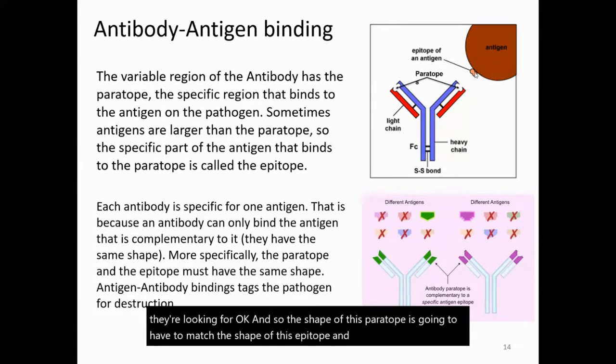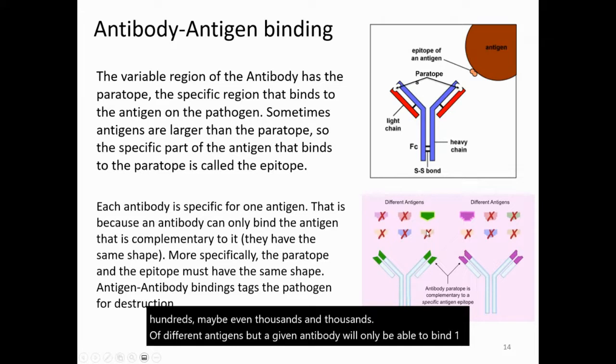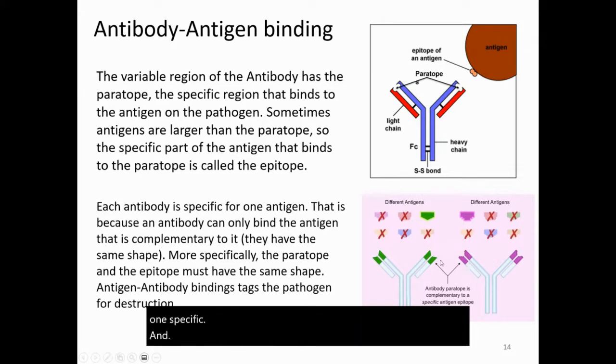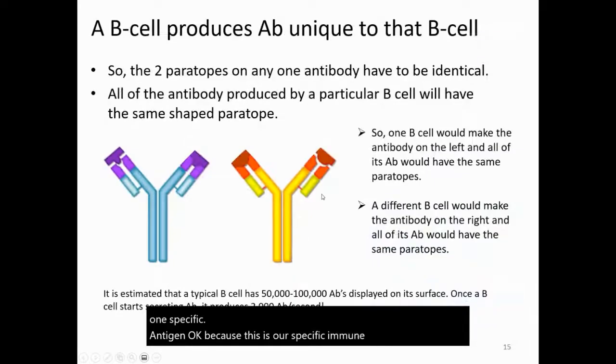And the epitope of E. coli will be different than the epitope of Salmonella, which is different than the epitope of Shigella. And so this is why, even though in our lifetime, we're going to come into contact with hundreds and hundreds, maybe even thousands and thousands of different antigens, a given antibody will only be able to bind one specific antigen, okay? Because this is our specific immune response.